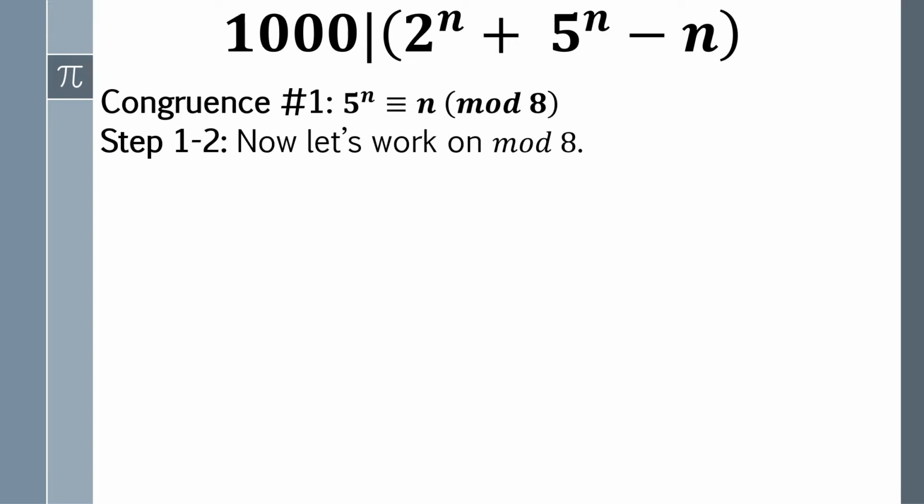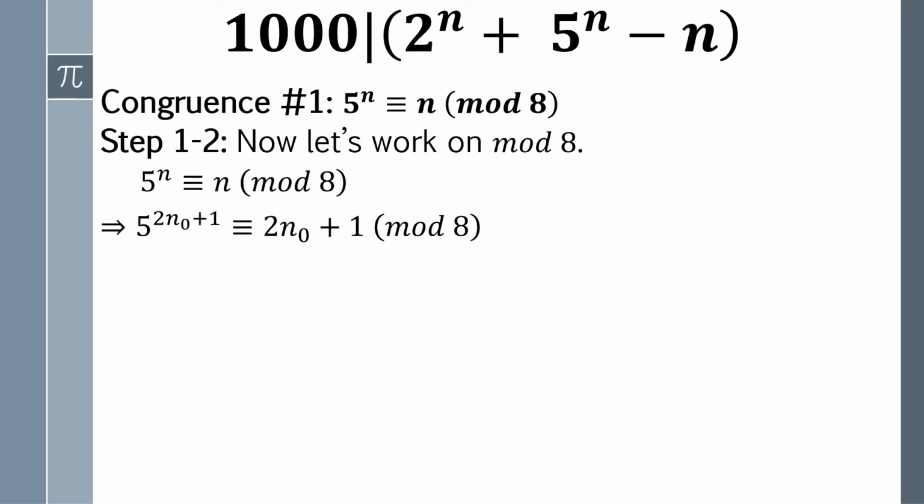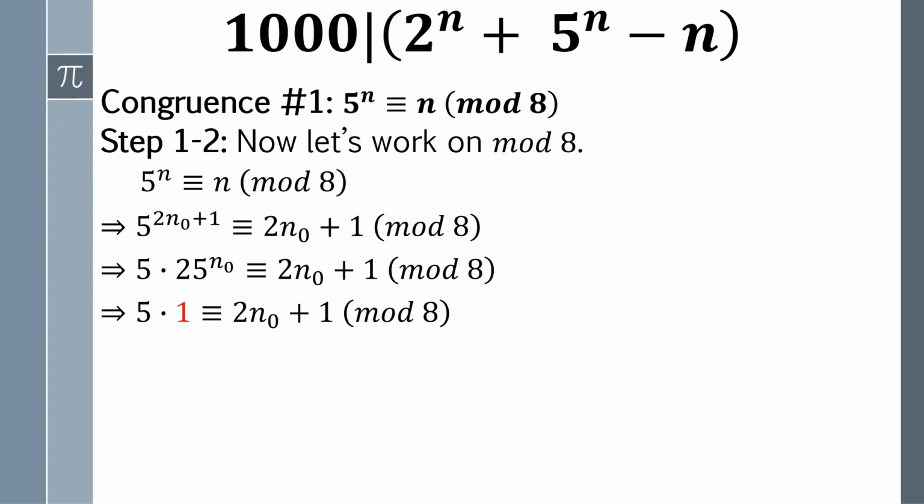Now let's work on modulus 8. First of all, in this relationship, n is replaced with 2 times n0 plus 1. And 5 squared can be written as 25. Since 25 is congruent with 1 modulo 8, the left side becomes 5 times 1, and 5 minus 1 becomes 4.